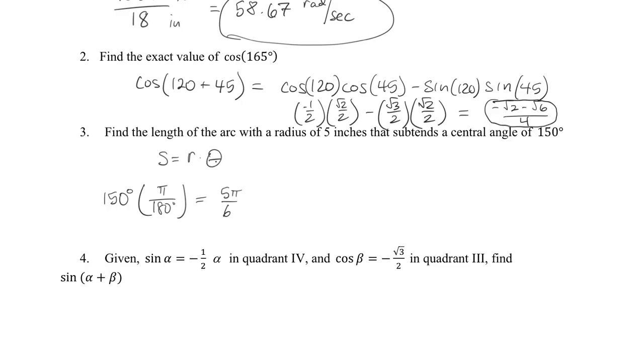So now we just use the formula radius times the angle theta. Five inches times 5 pi over 6 is equal to 25 pi over 6, which is approximately 13.09 inches.